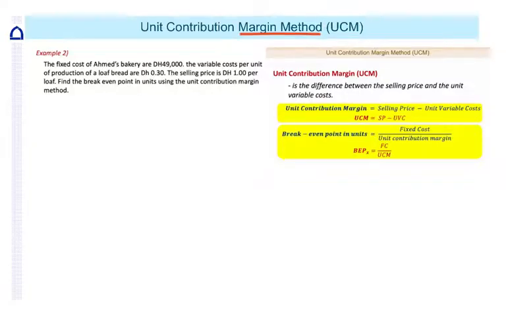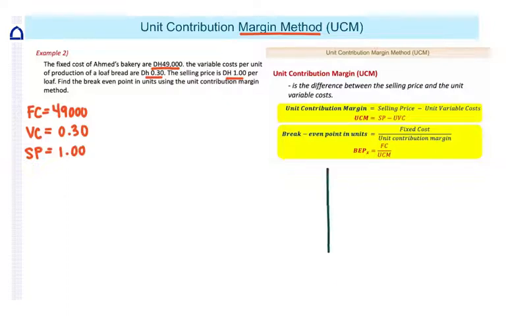And it's really just a formula method for directly finding the break-even quantity. So again, like everything, we're going to first label all of our numbers before we get started. It says the fixed cost for a bakery is $49,000. That would be the rent, the salaries. Cost per unit of production of a loaf of bread, the unit variable cost, is only 30 fils, and the selling price, it's bread, it's cheap, is only 1 dirham per loaf of bread. It says nothing about capacity, so we can't answer that question about percent of capacity.